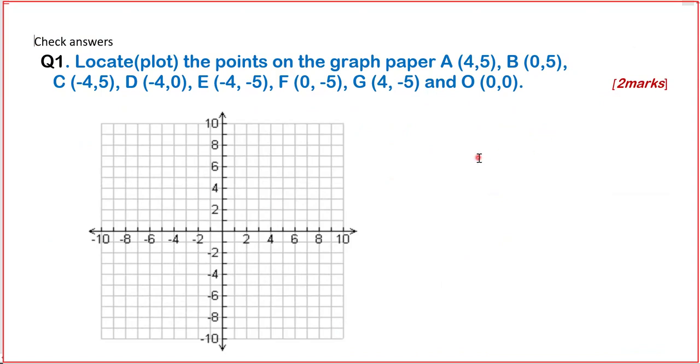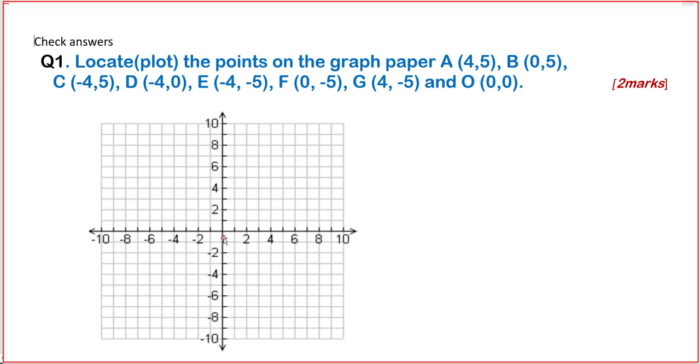To locate these points, first of all, we have to take a graph paper and divide it into 4 quadrants by taking the x-axis and y-axis. The x-axis is the horizontal line and the y-axis is the vertical line. Then mark these lines accordingly. First of all, we have to identify the point, which means we have to locate the point 4, 5.